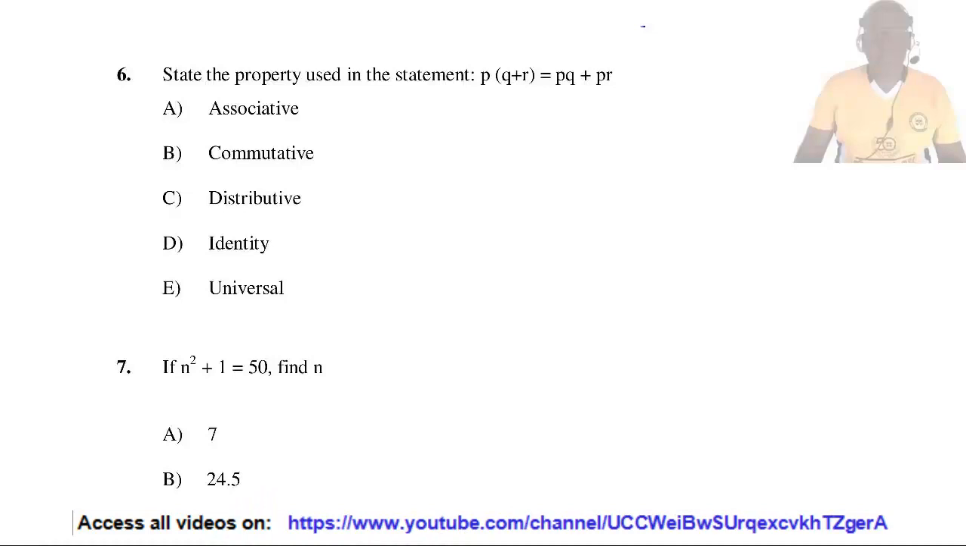Question 6. State the property used in the statement P times (Q plus R) equals P times Q plus P times R. It is the distributive property, so the answer is C.